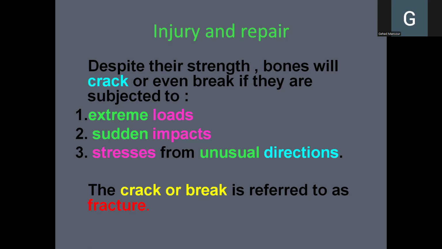Usually the bones have a high endurance and they can withstand a good deal of pressure and strain. But sometimes there are extreme loads or sudden impacts. Extreme loads means what? Means that, for example, somebody kicks the front part of your leg, and the kick in a football match is very strong. So it's an extreme load on the bone.